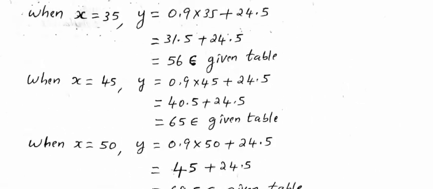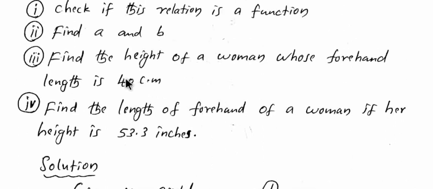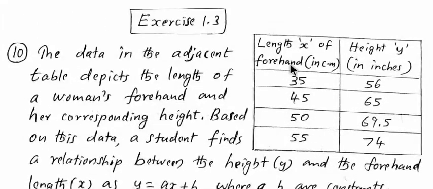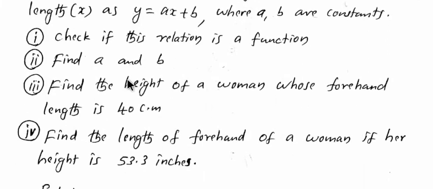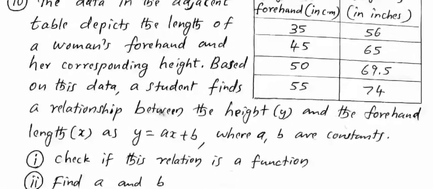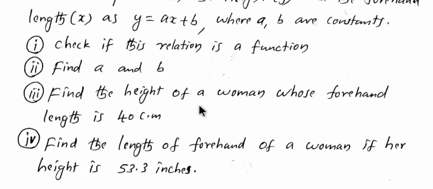Then the third question. What is the third question? The third question is nothing but find the height of a woman whose forehand length is 40 centimeter. Here height is in the table. Height is the values of y. Forehand length is given. Forehand length is here x. That means x is given. Find out the value of y.